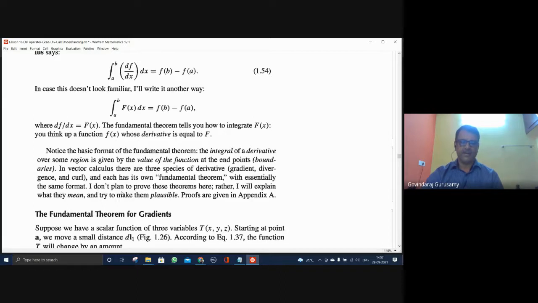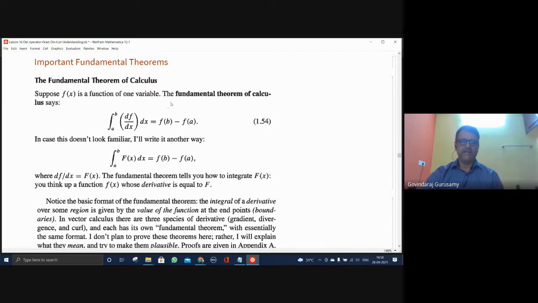I don't plan to prove these theorems here. Rather, I will explain what they mean and try to make them plausible. Proofs are given in the appendix. Refer to the Griffiths book, he has given the proof there, but it's not the proof that is important; you have to understand what the theorem is and what it means. That is important.